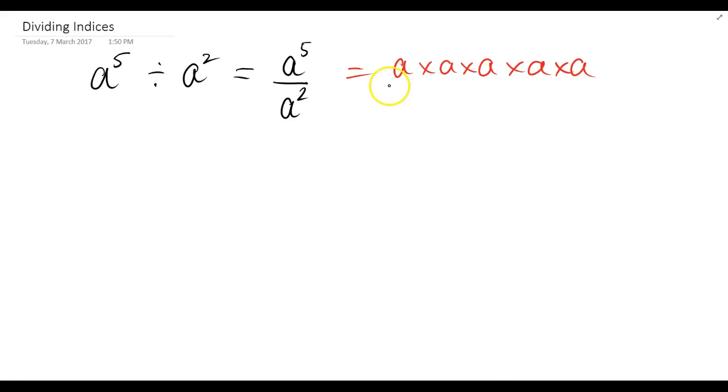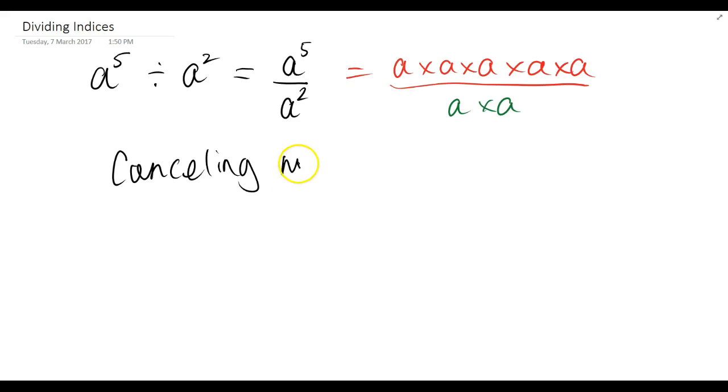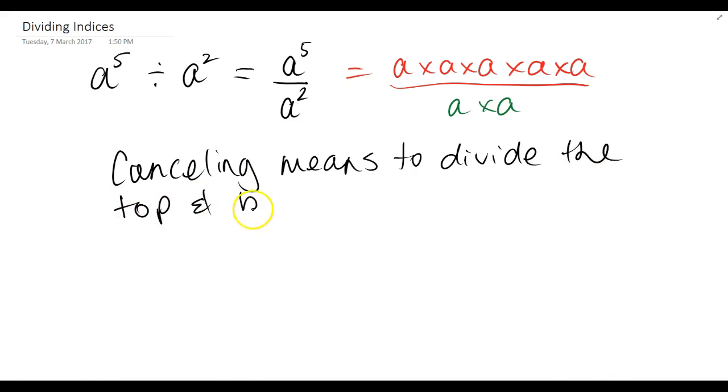So there's my a to the power of 5 over, and then when I have a look at the bottom, I know I've got a times a. That's what a squared means. Now, what we're going to do here is we're going to do some cancelling. When we cancel, what we're actually doing is we're dividing the top and the bottom of this fraction by the same thing. So that's an important part to recognise. So I'm just going to write that. So cancelling means to divide the top and bottom by the same number.